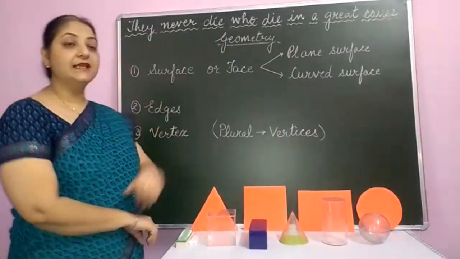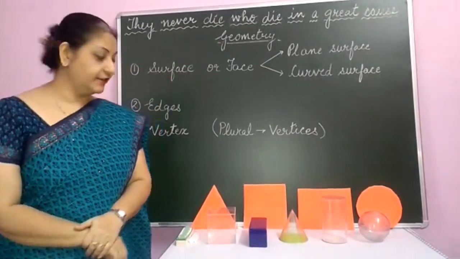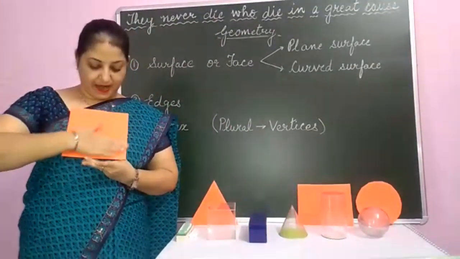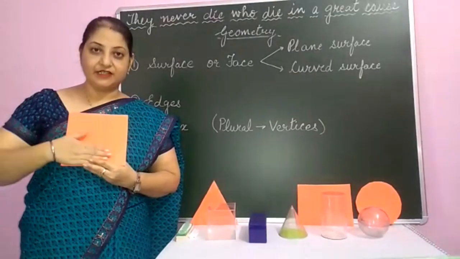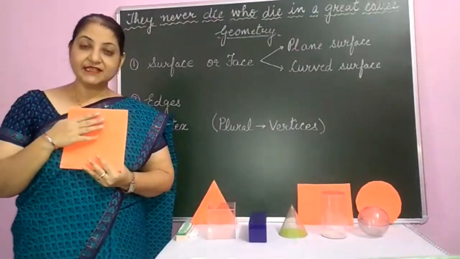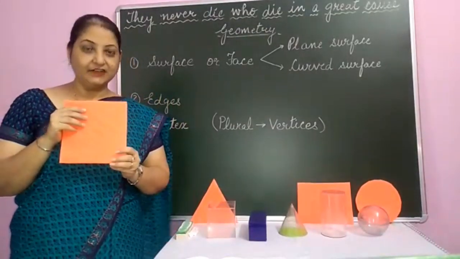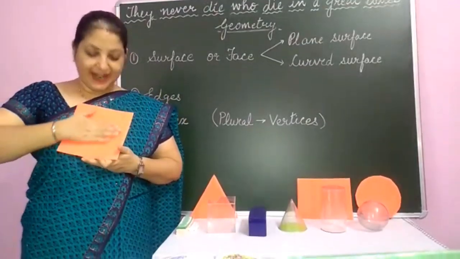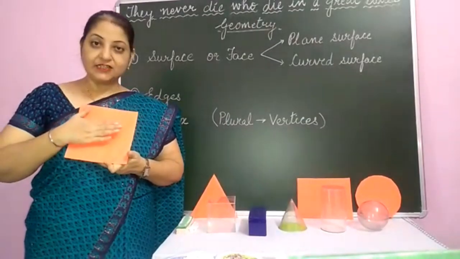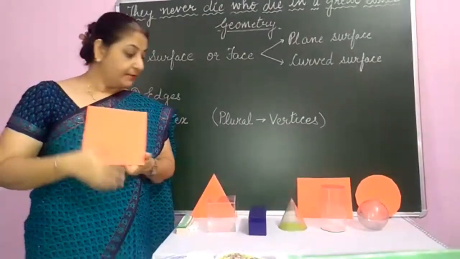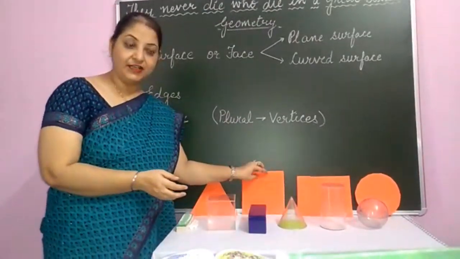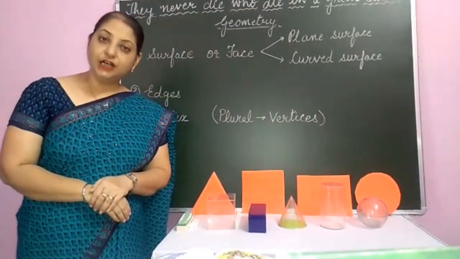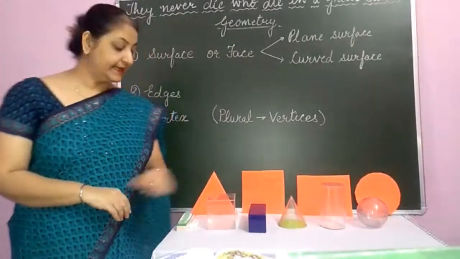The first term is surface. Now what is surface? Children, when I touch this part, this is known as surface. Surfaces can be of two types, plane surface or curved surface. If I touch, it is a flat figure, so this is known as plane surface. But when we have any such kind of thing which can be rolled down, then it is known as curved surface. Let me give you one example.